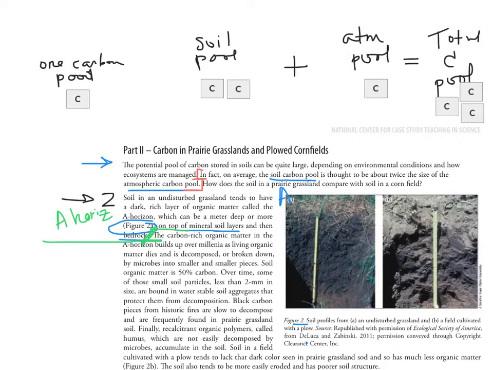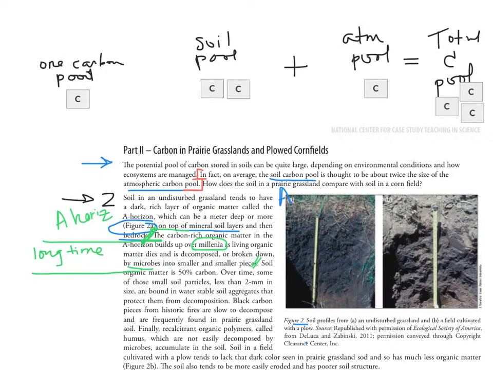The second sentence after that: the carbon-rich organic matter in the A horizon builds up over a millennia. Ooh, that's a long time. As living organic matter dies and is decomposed or broken down by microbes into smaller and smaller pieces. All right, so we will put long time here, and that's the end of that idea.